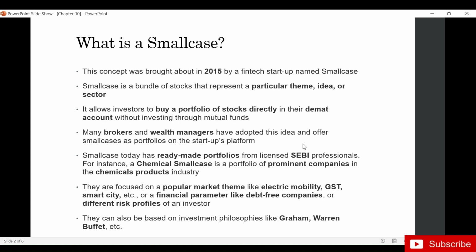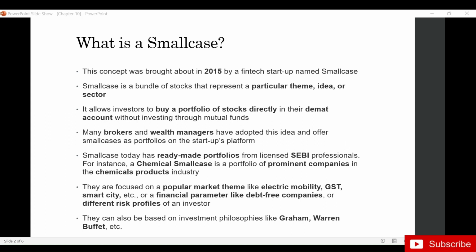So many brokers and wealth managers have adopted the idea of smallcase, and they have now started offering smallcases as portfolios on the Smallcase website. So smallcase today has a large number of ready-made portfolios from licensed SEBI professionals. For example, a chemical smallcase is a portfolio of prominent companies in the chemical products industry. Similarly, a pharma smallcase can be a portfolio of prominent pharma companies operating in India.